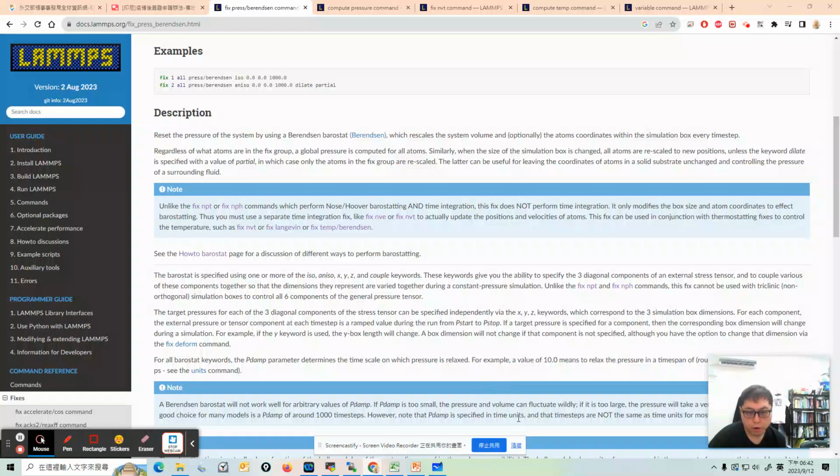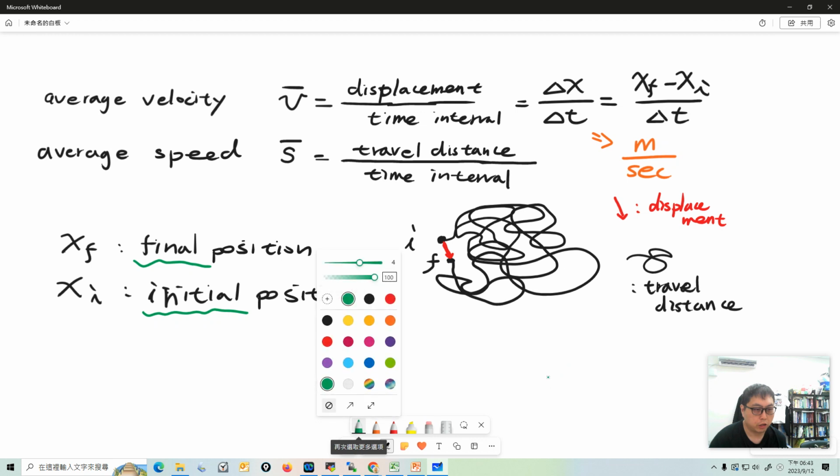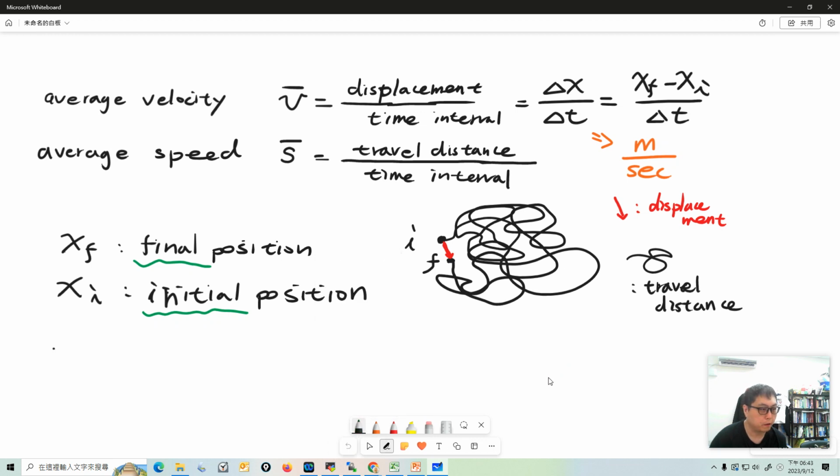Oh, hello everyone. In this video I'm going to talk about 1D kinematics, and this section is about instantaneous velocity. In a previous video, we showed you the definition of average velocity and average speed, and now we go a little bit further to the instantaneous velocity. What is instantaneous velocity?